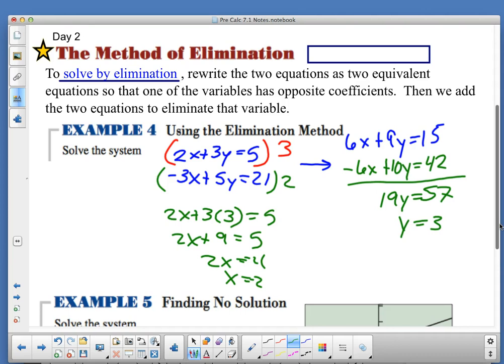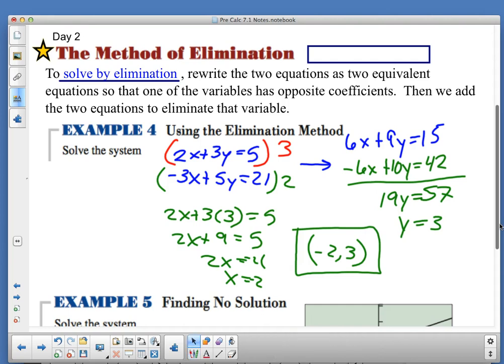And again, my answer, negative 2, 3, okay, is my solution. That's all I'm doing. And this is review. Are there any questions about what we're doing as we're stepping through? Feeling okay with these? Okay, the other part of this is finding out what no solution looks like algebra-wise and graphically. Graphically, no solution, you have two parallel lines, okay?